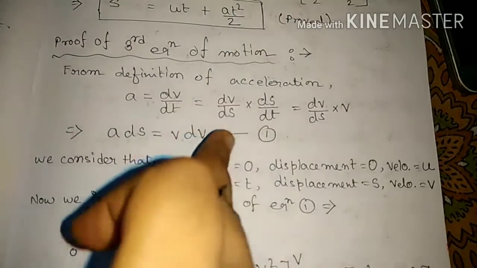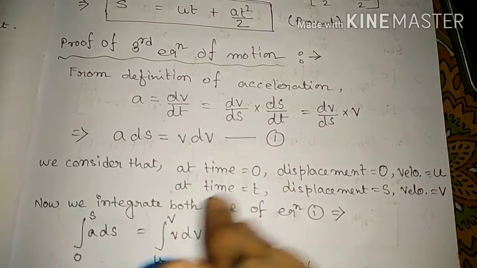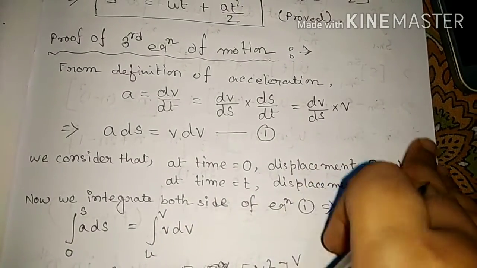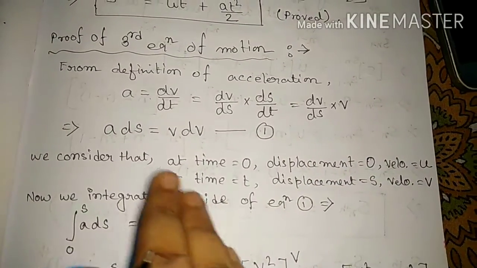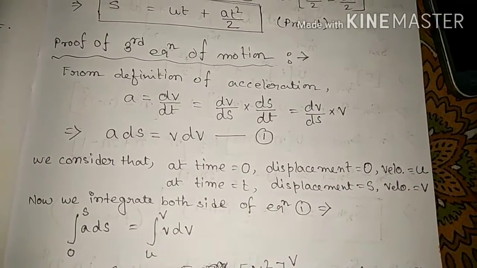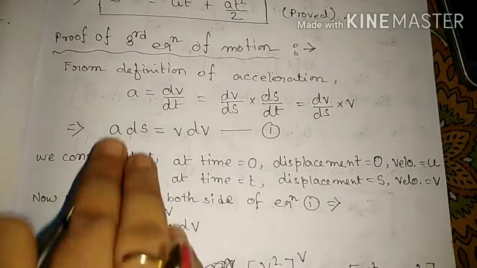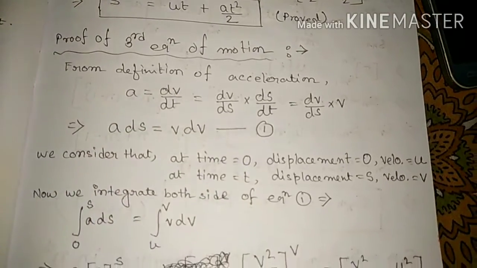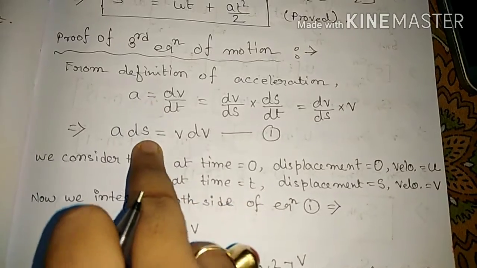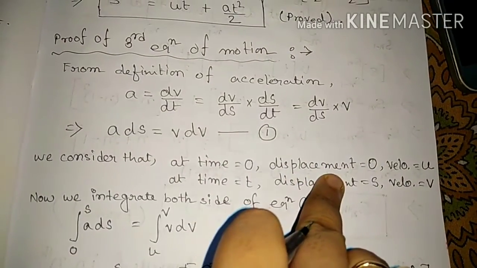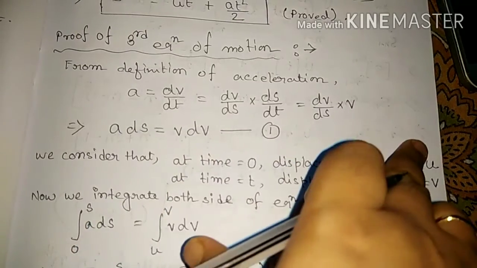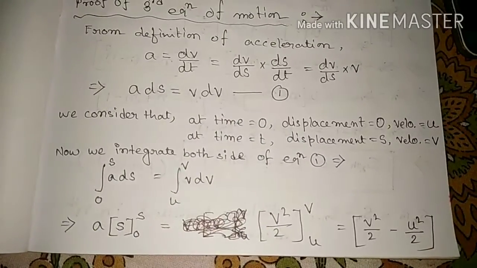Now the consideration, because we need the limit. At time t equals 0, displacement is 0 and velocity is u, the initial velocity. After some time t seconds, displacement is s and the final velocity is v. So we integrate this equation on both sides. Here the variable is ds, so its limit is 0 to s, and here the variable is velocity, its limit is u to v.